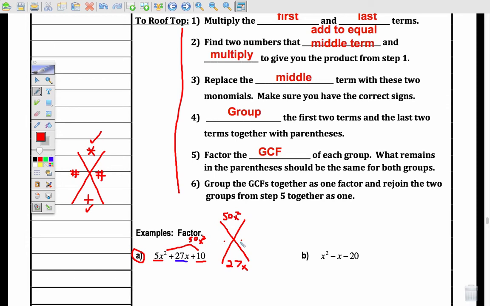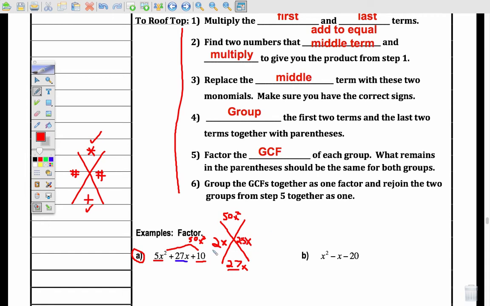So something times something gives me 50x squared. Well, I know they both need an x. What times what gives me 50? Well, there's 1 and 50, 2 and 25. Well, let's think 2 and 25, because this bottom down here is a 27. Well, if I said 2x plus 25x, that's going to give me 27x. Yes, that's what I want. So we're going to use 2x and 25x.